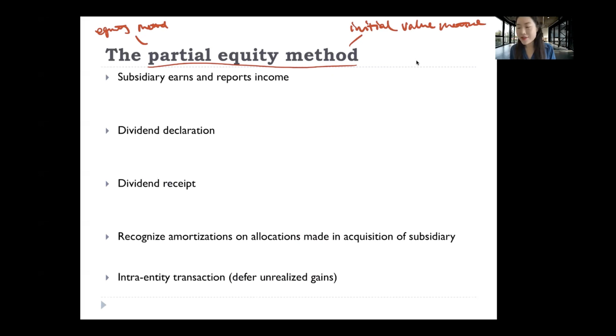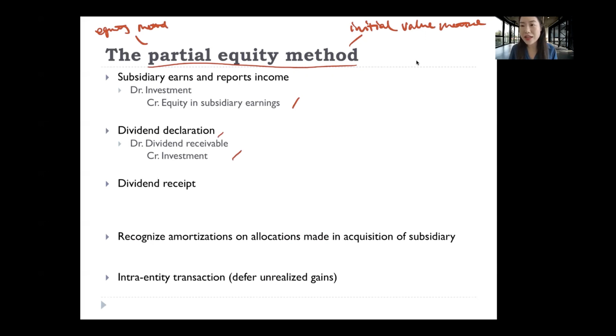When the subsidiary earns and reports income, the parent's journal entry is to debit investment account, credit equity in subsidiary earnings. So this is exactly the same as what we do under the equity method. When the subsidiary declares dividend, the parent's journal entry is to debit dividend receivable, credit investment. So again, this is exactly the same as what we do under the equity method. When the parent receives dividend from the subsidiary, the journal entry is to debit cash, credit dividend receivable. So again, this is exactly the same as what we do under the equity method.